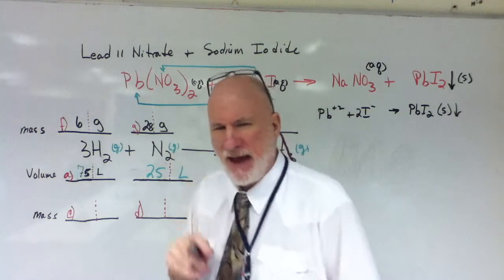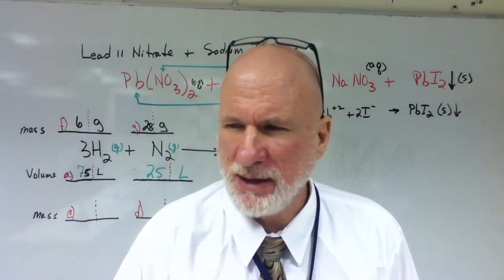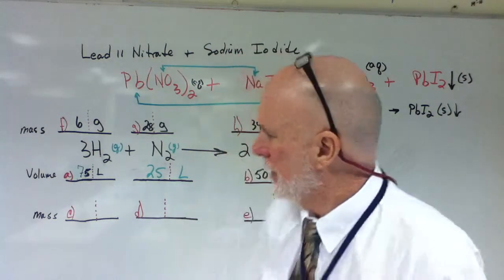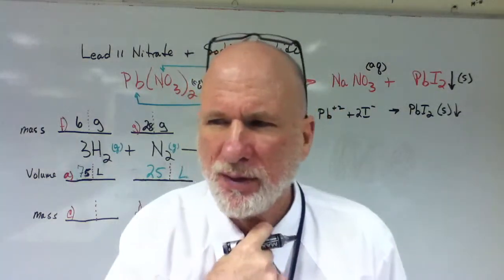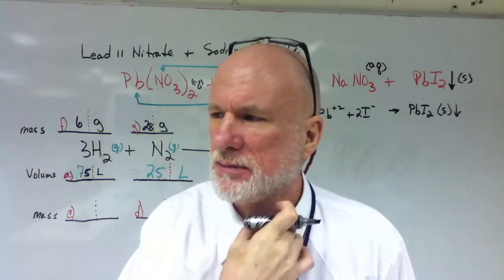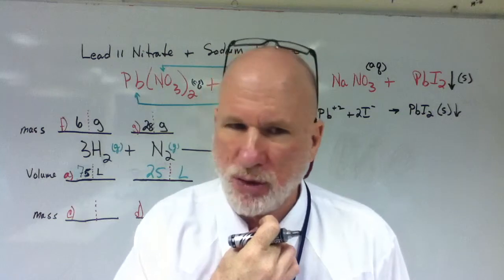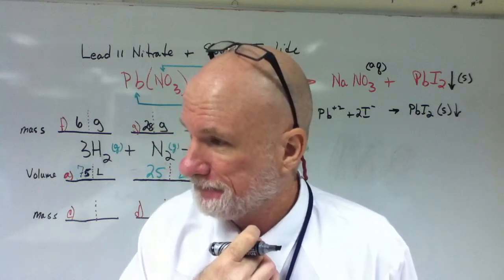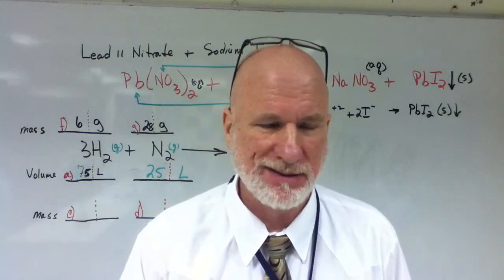If I had 3 moles of hydrogen, what volume would I have? 67 liters. Go ahead. 67-ish? 22.4 times 3, right? 67.2. I like that. He's so exact.